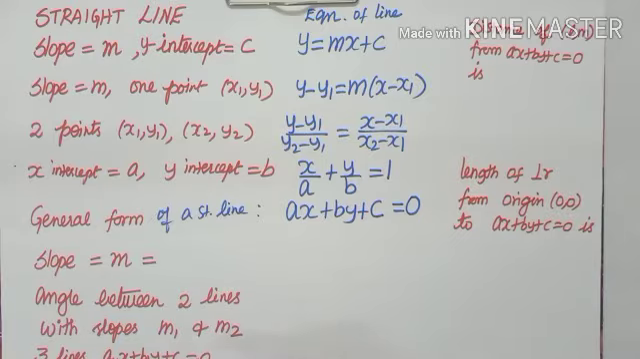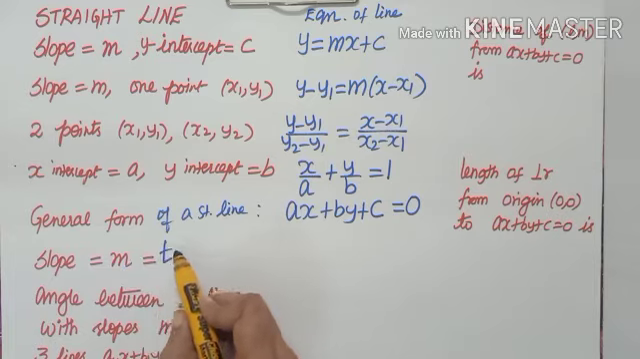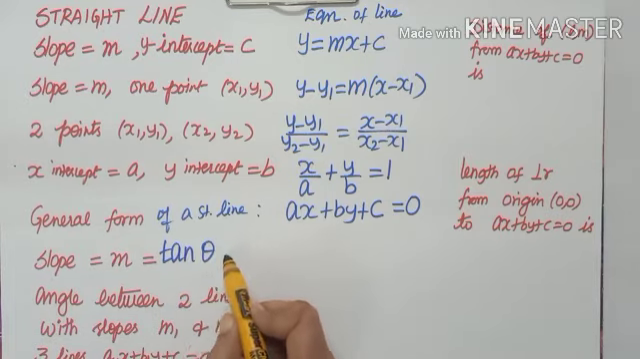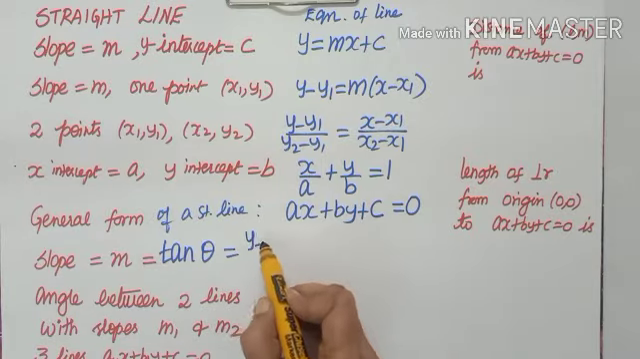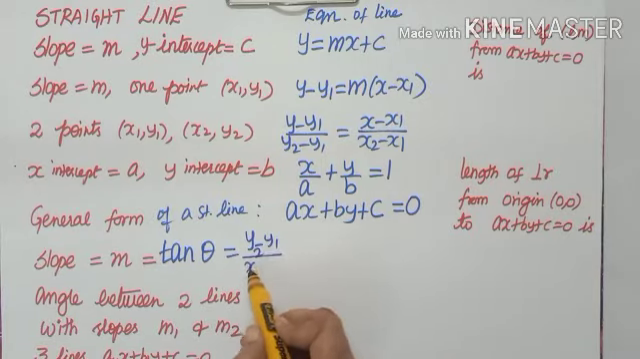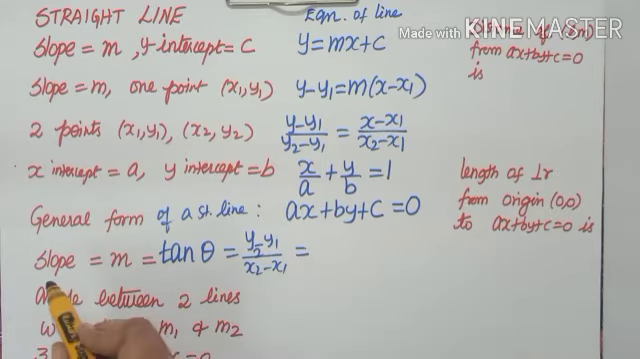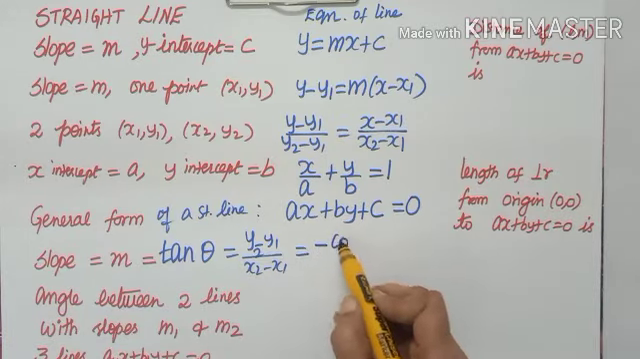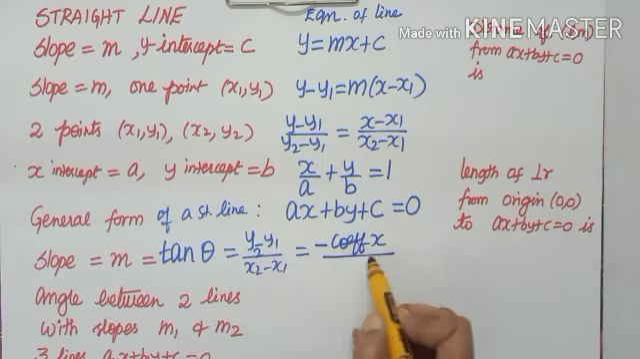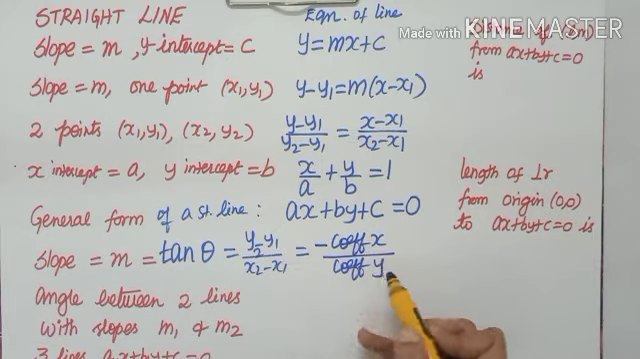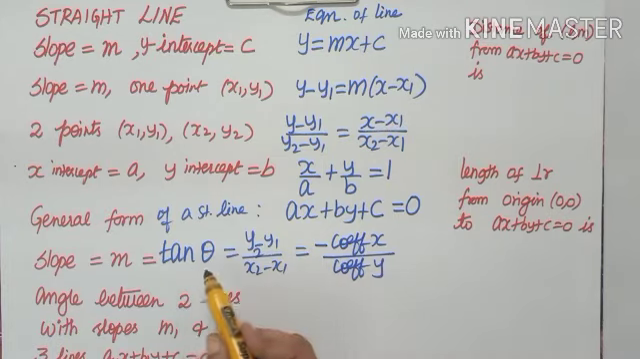Slope. How can I find out the slope? The very basic idea of slope is tan theta if the angle is given. If 2 points are given, (y2 minus y1) by (x2 minus x1). If an equation like this is given, slope will be minus coefficient of x by coefficient of y. As and when needed, we will use any of these formulas.